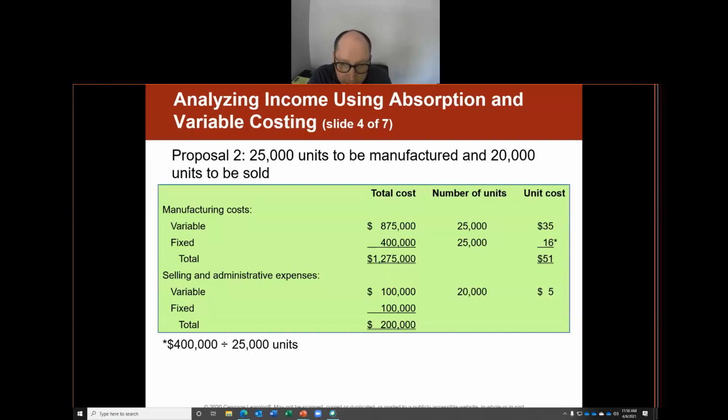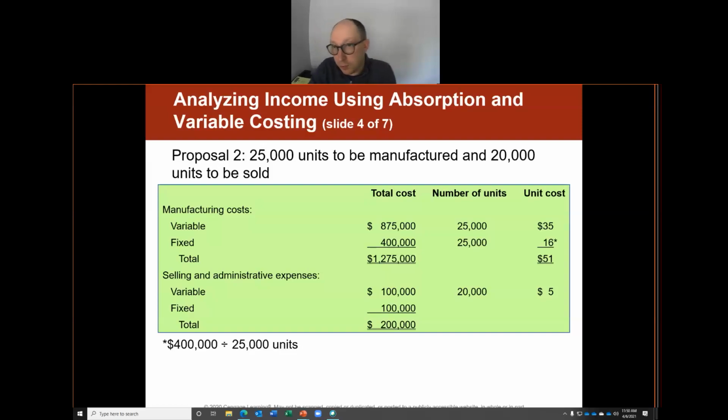And we have selling administrative expenses, variable $5 per unit, which gives us 100,000. How 100,000? Well, remember, we're going to manufacture 25,000 units, but we're only going to sell 20,000. So 5 times 20,000 is 100,000. Then we have fixed cost 100,000, so total selling administrative is 200,000.